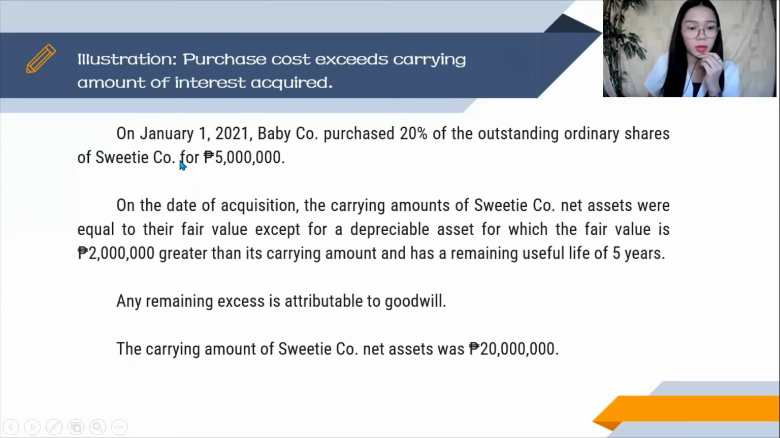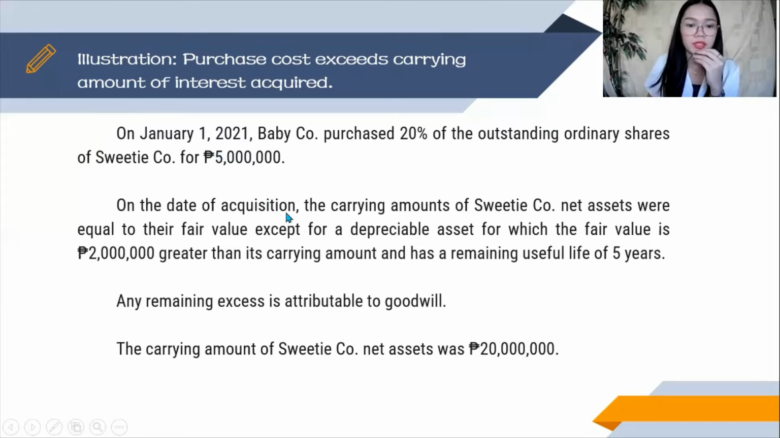So, nung January 1, 2021, si Baby Co, nag-purchase daw siya ng 20% of the outstanding ordinary shares of Sweetie Co for 5 million. So, we can assume na meron na tayong significant influence. So yung investment natin is makaklassified na as investment in associate. And na-purchase niya yun worth 5 million.